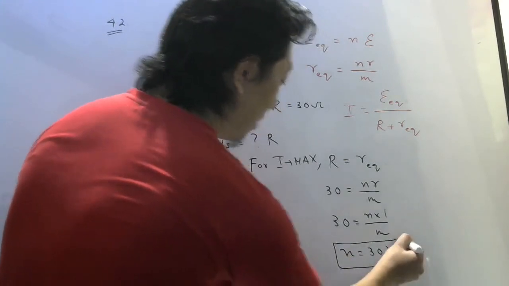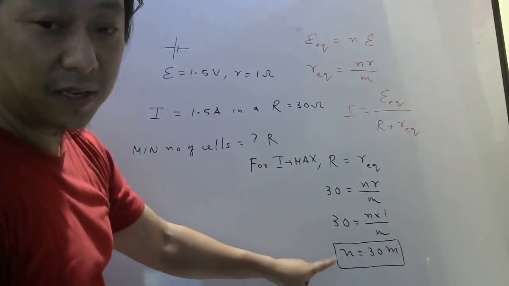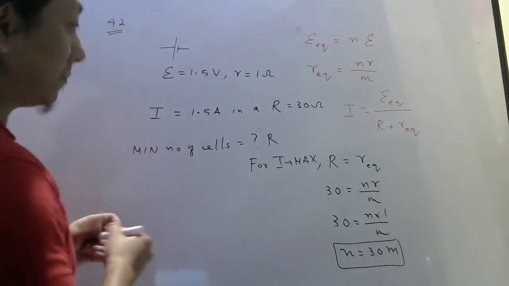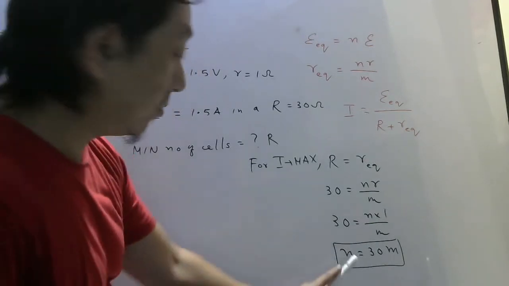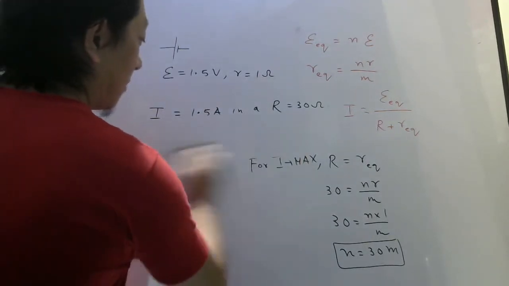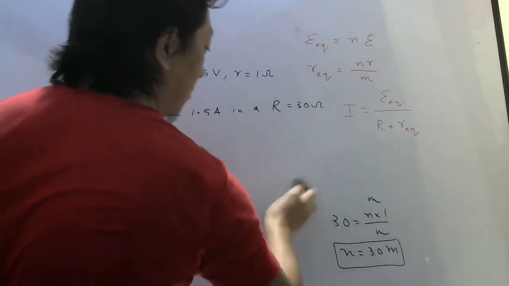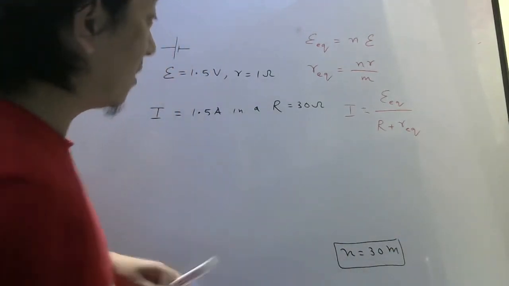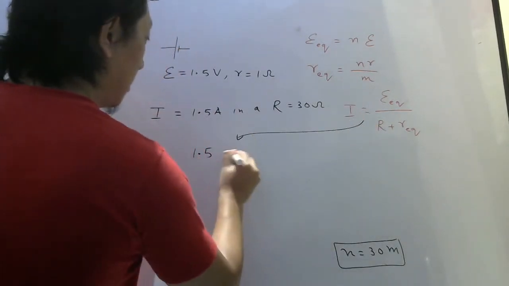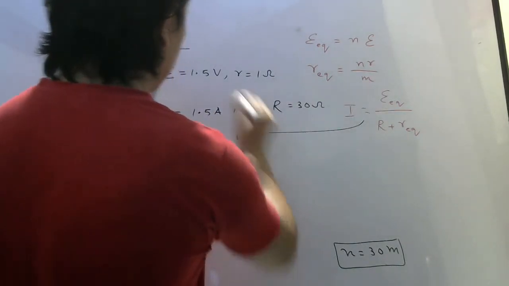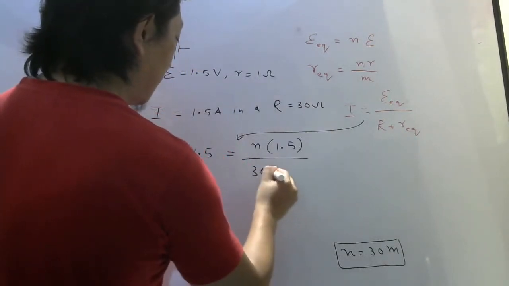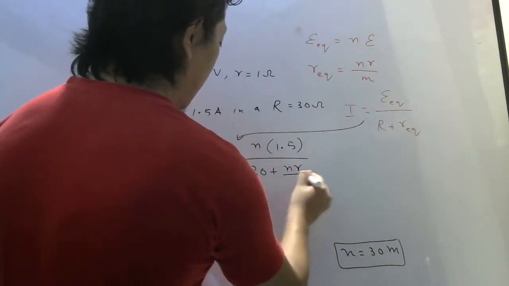So at least I have found a relation between the number of cells in each row and the number of rows. Now I need one more relation to find N and M. That will come from here. Let me rub this part. Now the current flowing is 1.5. This formula let me write here. The equivalent EMF is NE, E is 1.5, divided by R external, which is 30, and R equivalent, which is Nr by M.